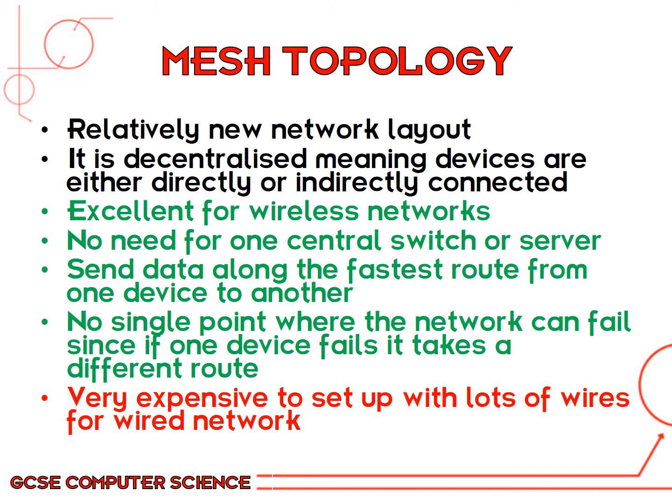The advantages are that it's really, really good for wireless networks. There's no need for one central switch or server, so we don't have to have a server in this topology. We can send data along the fastest route from one device to another. If any of those devices fail, then it can take a different route. The disadvantage is it's very expensive to set up, with a lot of wires needed for a wired network.